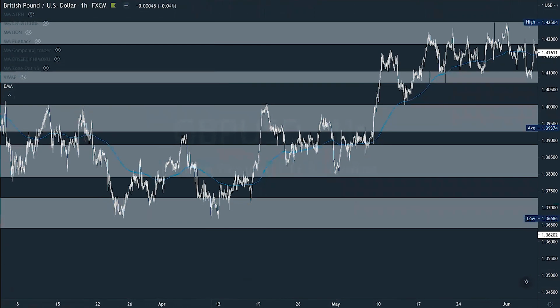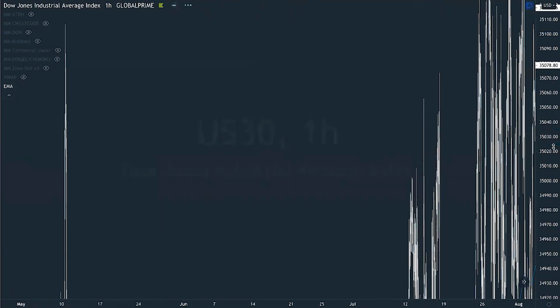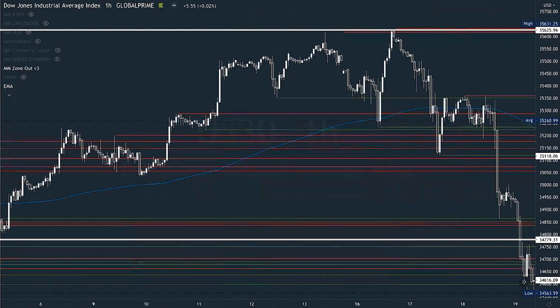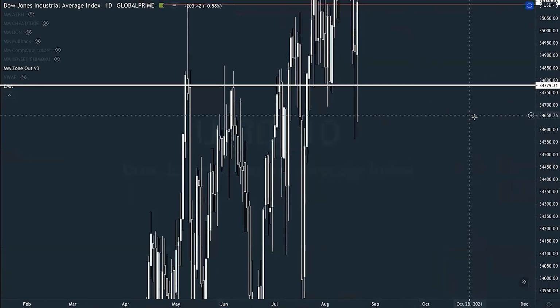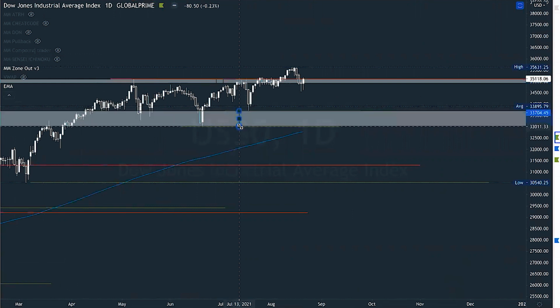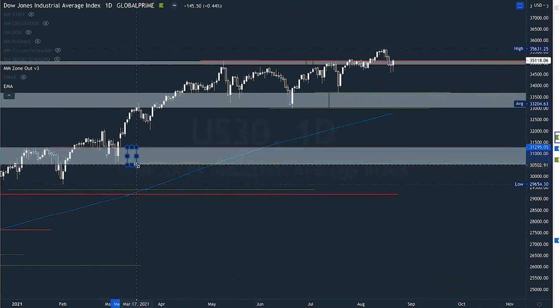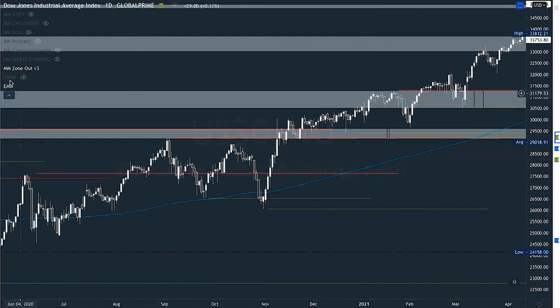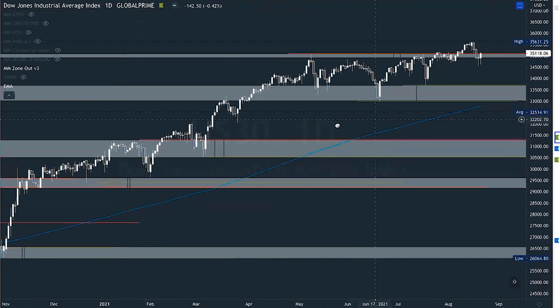Now, if I did this on something such as US 30 and I turn the zone out on the daily, let's look at the daily. You're going to have this little box. Then I can draw this as a zone. Then I can draw this as a zone. Then I could draw this as a zone, and then so on and so forth. So again, made life easier for you.